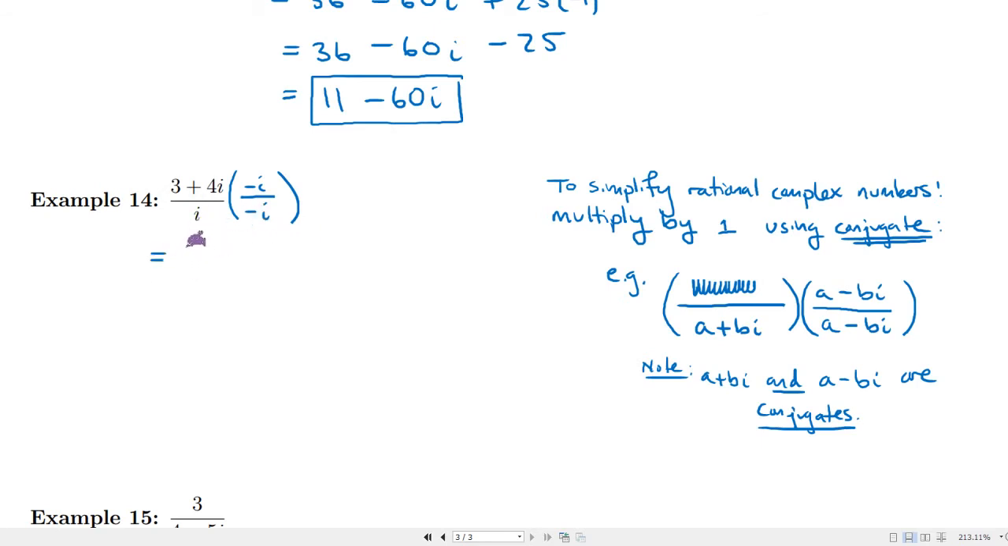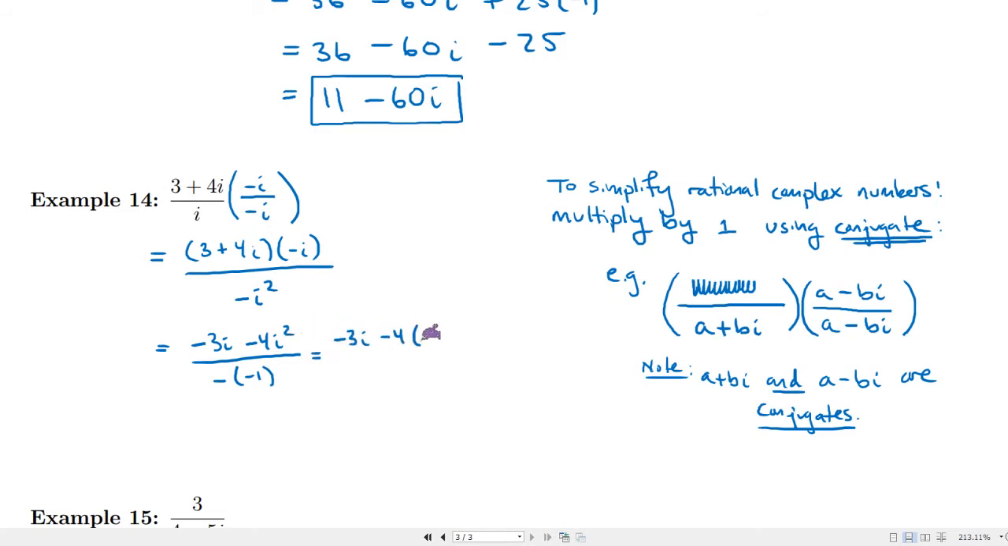Now simplify. So we have 3 plus 4i times negative i, and then in the denominator it would be negative i squared. On top, you have to distribute this negative i into these two parts, so you'd have negative 3i, and then negative 4i squared. And then down here, negative i squared, what's i squared? Well, that's negative 1. So then this is negative 3i minus 4 times negative 1. The i squared is negative 1. Negative 1 is just 1.